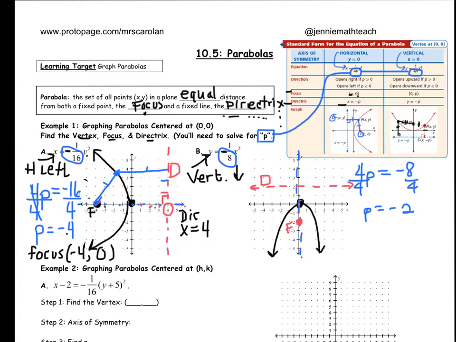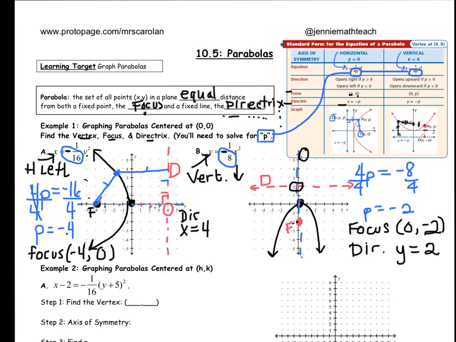Now I just need to jot down those points. So the focus is at the coordinate 0 over and 2 down. See how it's at negative 2? And the directrix is the equation. All right, it's 2 up and it's going through the y-axis. So the equation would be y equals 2.